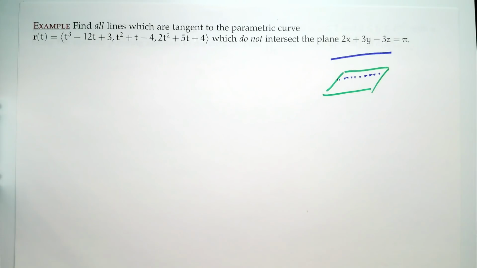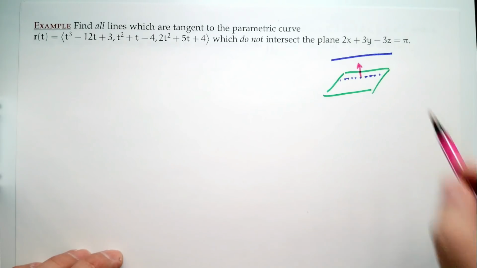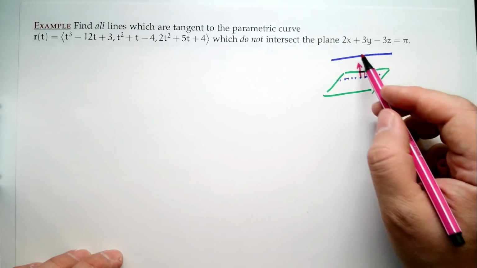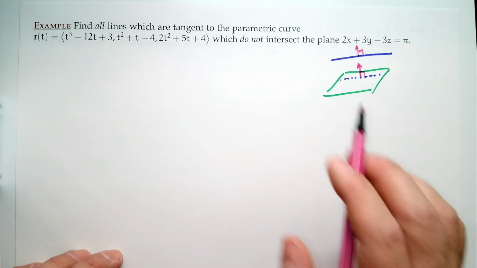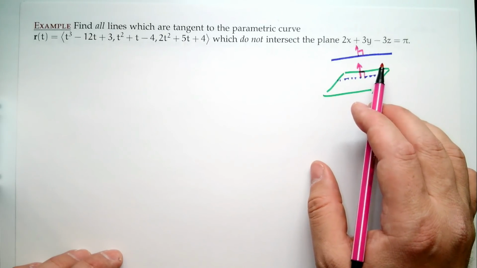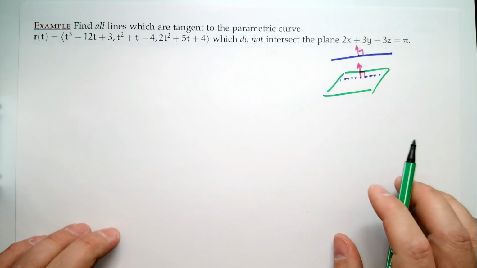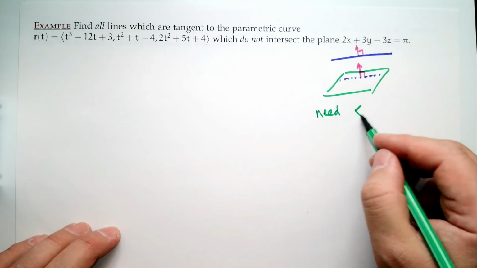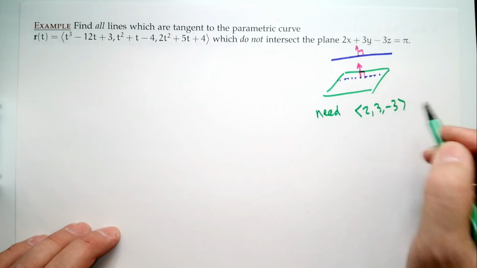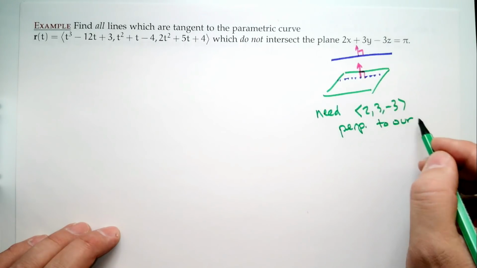All right, well, what does that mean? In particular, if we think about our normal vector to the plane, it's got to be perpendicular to that shadow, which means that the normal vector to our plane has to be perpendicular to our line. So if a line and a plane don't intersect, the normal vector to the plane has to be perpendicular to the direction of the line. So we have an idea. What do we need? We need that this vector here, 2, 3, negative 3, has to be perpendicular to our direction of our tangent line.